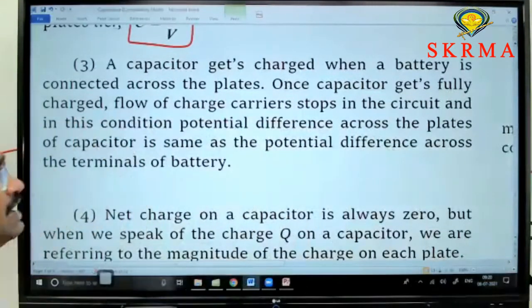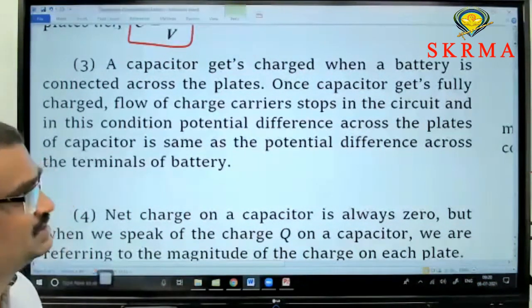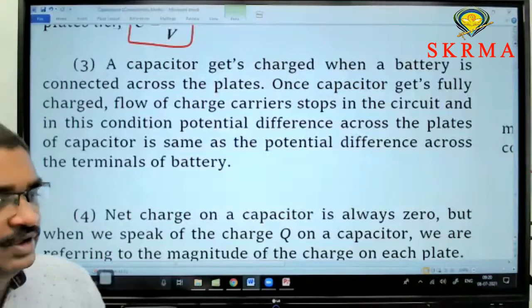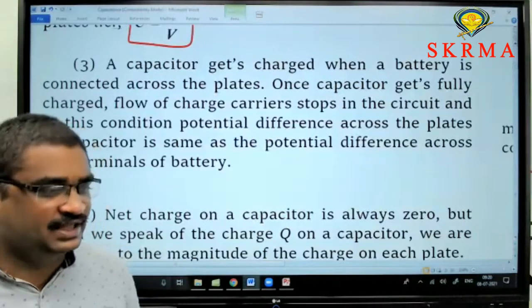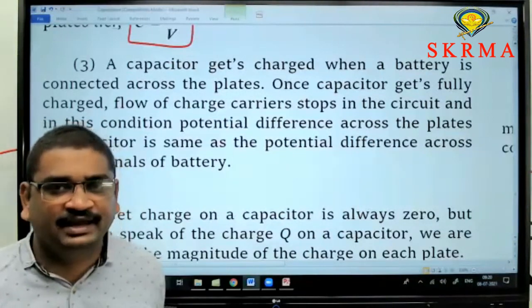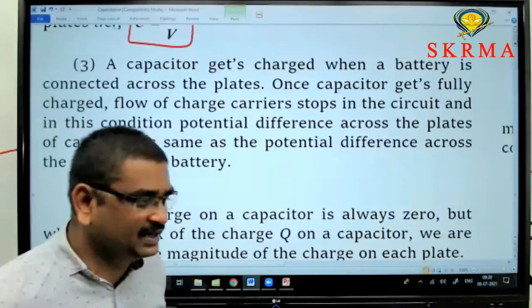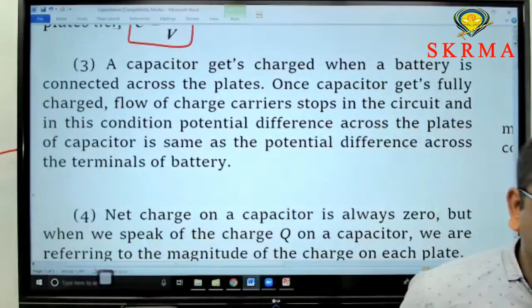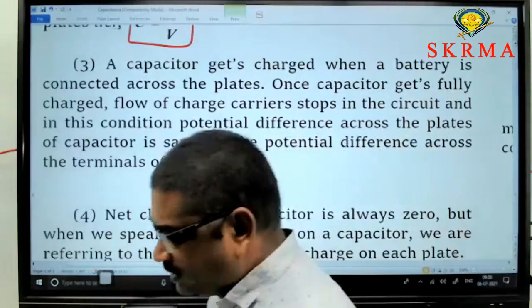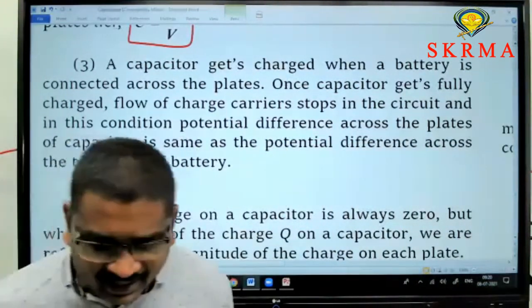Next, a capacitor gets charged when a battery is connected across the plates. Once the capacitor gets fully charged, the flow of charge stops. When the capacitor is fully charged, the flow of charge carriers stops in the circuit. In this condition, the potential difference across the plates is the same as the potential difference across the terminals of the battery.